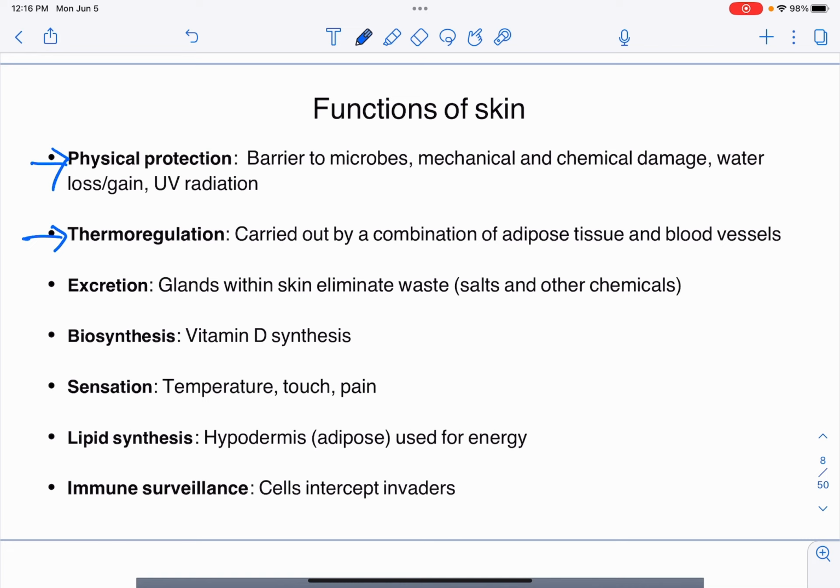And on the flip side, if you take a trip to Big Bear and you encounter snow, you may see that your hands are pale, and the blood vessels in the skin constrict so you don't cool the blood that is returning to your heart. So this is a very dynamic process that occurs within skin. The third role is that skin plays a role in excretion.